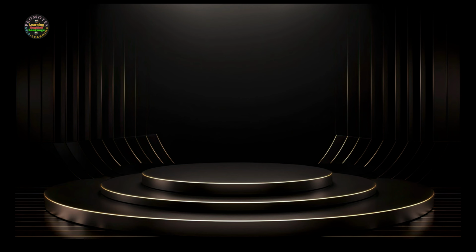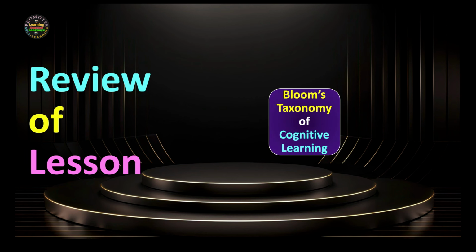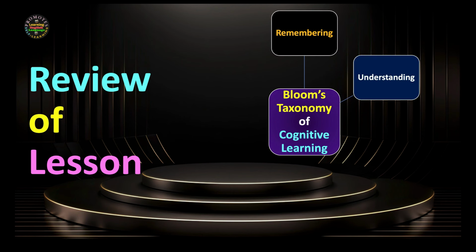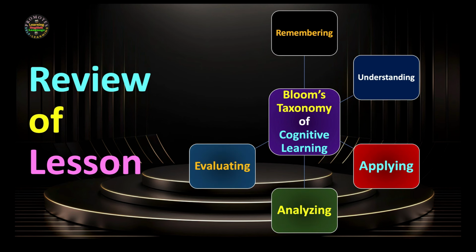And let's now review what we have just discussed so far. Bloom's taxonomy of cognitive learning consists of 6 fundamental elements. The first one is remembering. Second one is understanding. Third one is applying. Fourth one is analyzing. Fifth one is evaluating. And 6th one is creating.